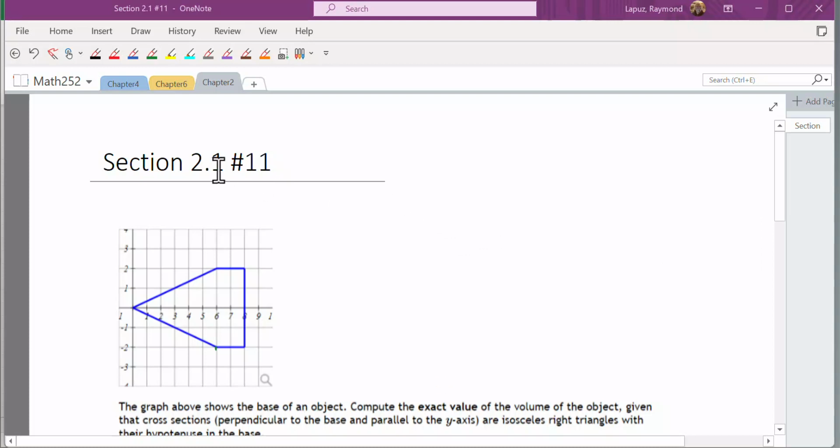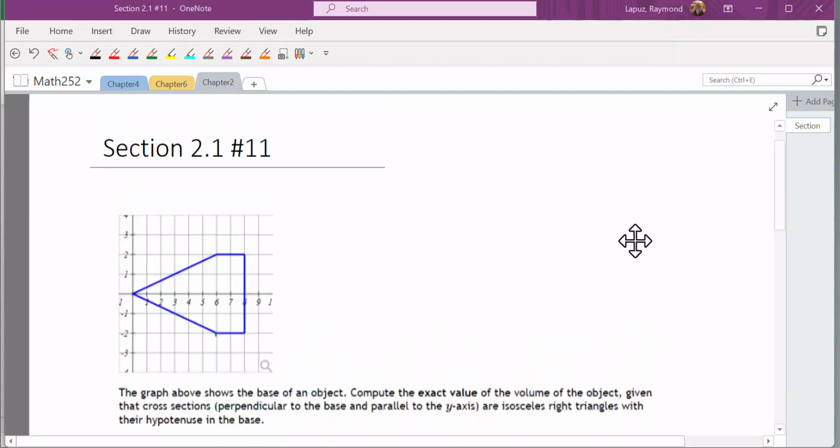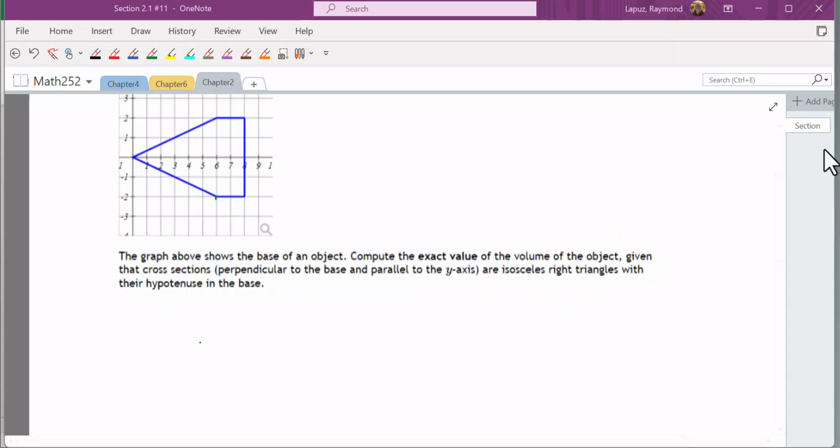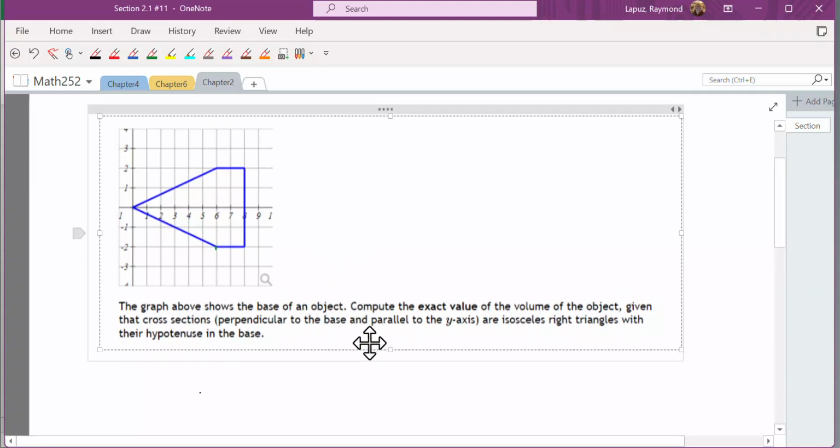In this video we will take a quick look at a problem from section 2.1. This is number 11 from the homework. And here we have a picture of a graph. The graph above shows the base of an object. So this is going to be a three-dimensional volume object.